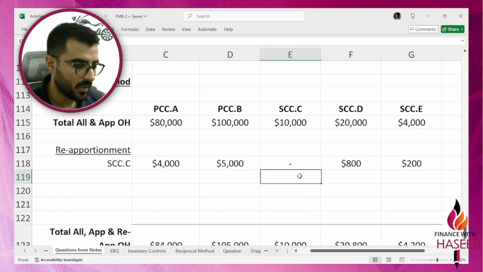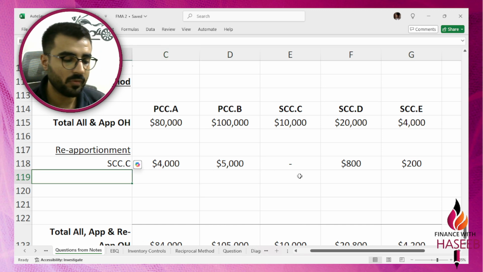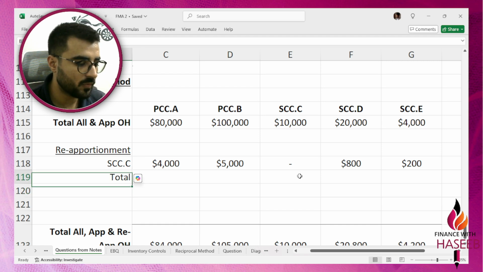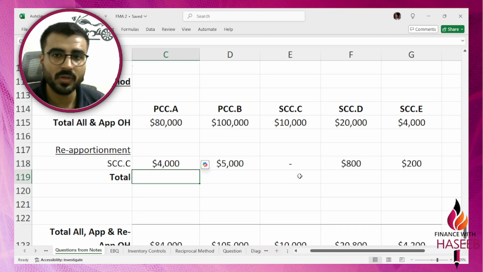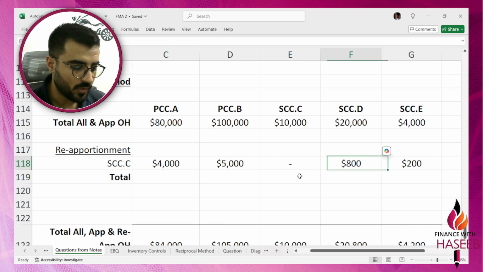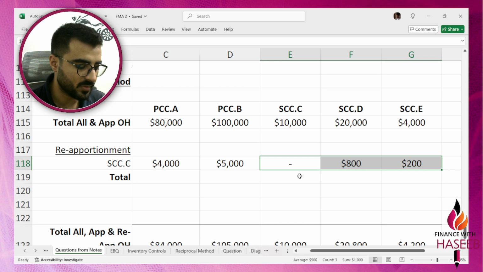Let's move towards sharing out the overhead of service cost center D. One thing to remember is that you have to find the total before moving to the other cost center. So how will you find the total? Just total for the service cost centers.